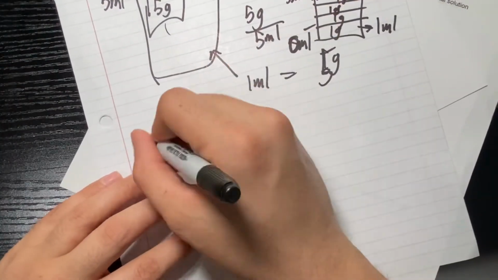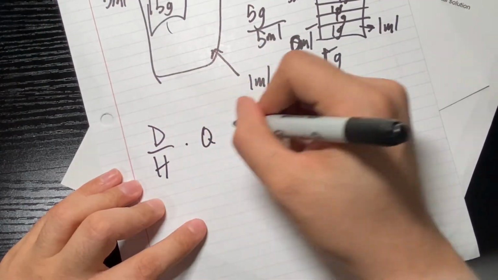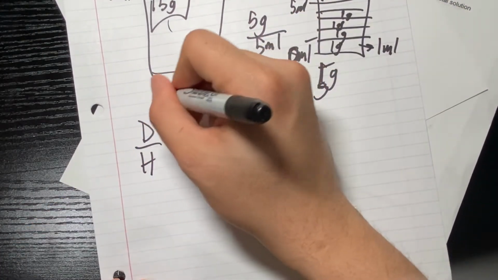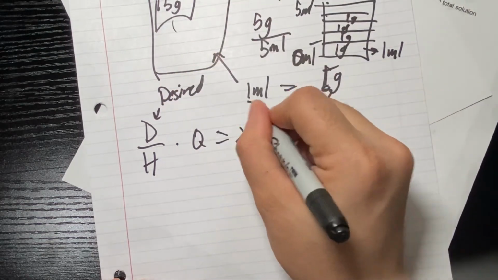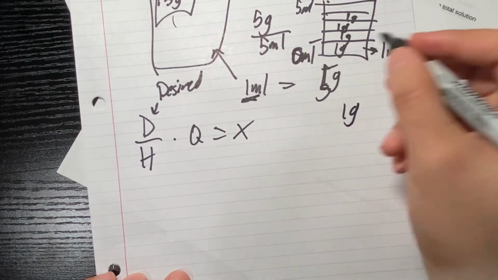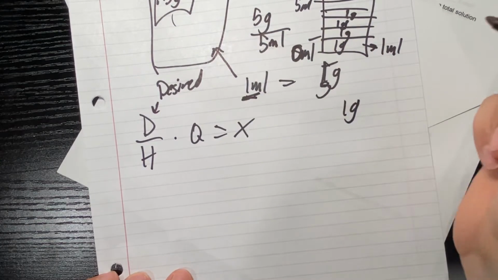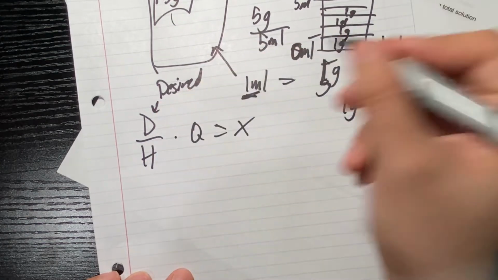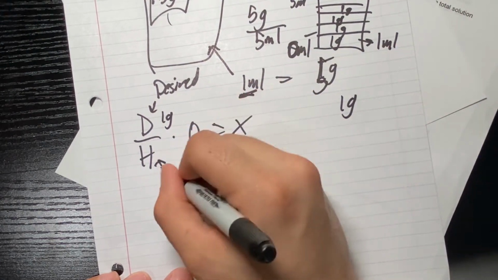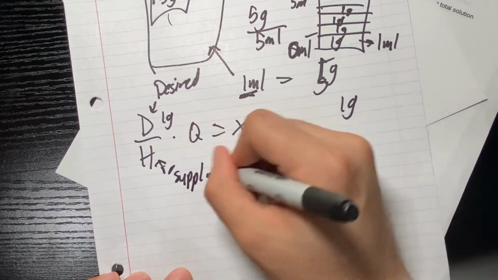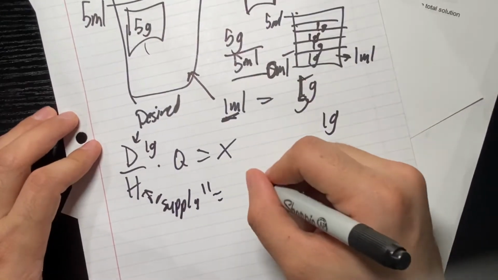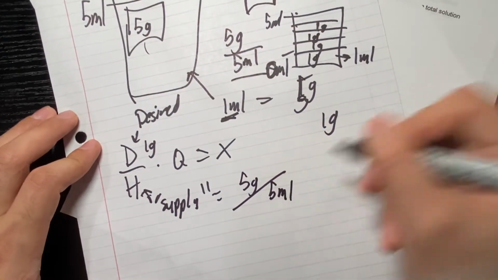So what we're going to do is use DHQ. DHQ is helpful because it really puts everything in place for us. D is our desired. In this case, it was 1 gram; we needed 1 gram of sugar. Then H is our have, or our supply. With our supply, that's what strength you have. In this case, we had 5 grams per 5 mLs. That's our strength.